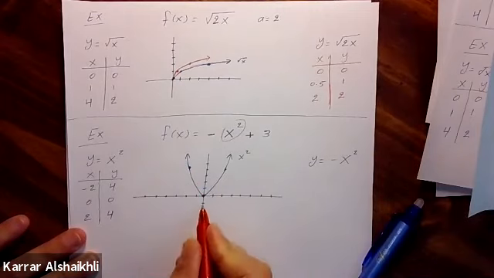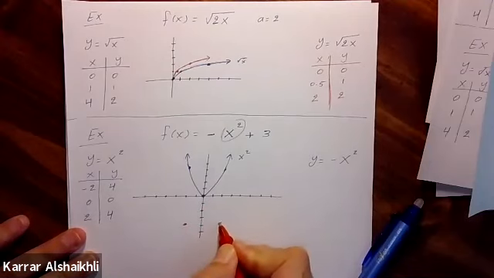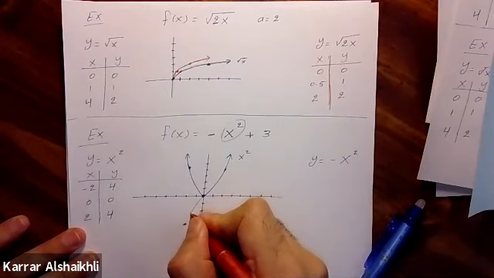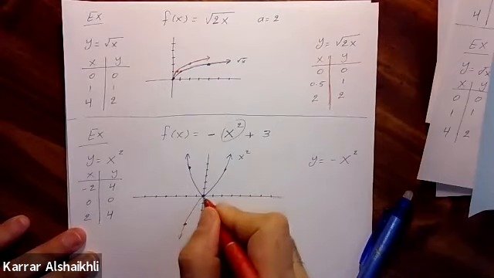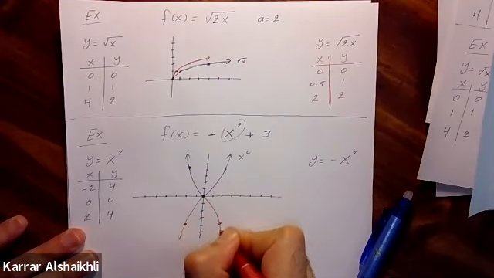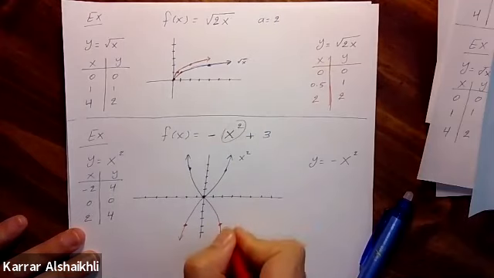So this is 4, 1, 2, 3, 4. Negative 2 is going to be here. And 1, 2 here. So this is the new graph. This is the new graph. This is negative x squared.